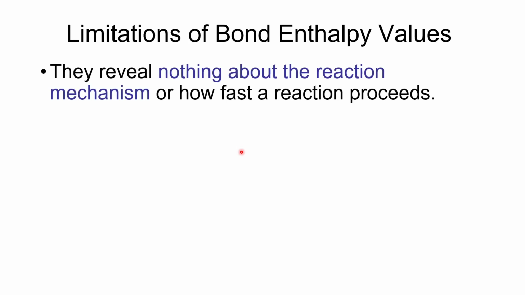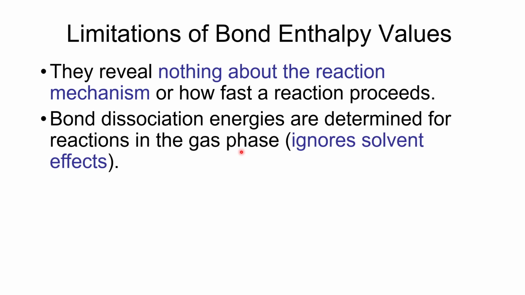All right, and then now let's just real briefly talk about some of the limitations of bond enthalpy values. So that table, what makes it useful is that we can estimate the enthalpy of reactions. But what its limitations are is that it doesn't tell us anything about the mechanism or how fast the reaction goes. All it tells us is the energy difference. And that's something that we have to consider.